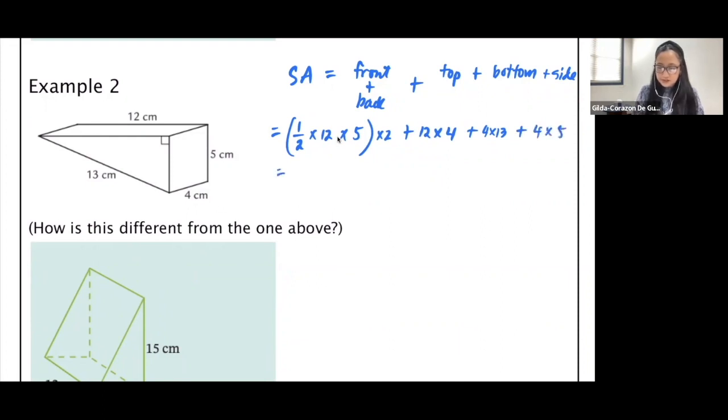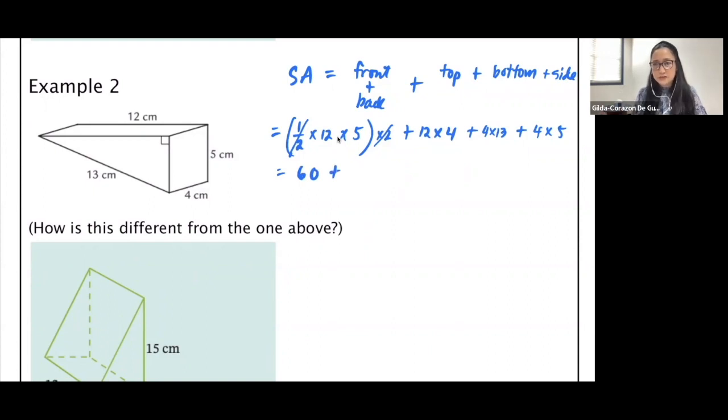Okay, so for us to have an easier time in our calculation, you could probably say, let's cancel the half and the 2 there. So we're really just calculating what's 12 times 5. How do we multiply 12 times 5? You could probably say it's 12 times 10 divided by 2. 12 times 10 is 120 divided by 2. You get 60, right?